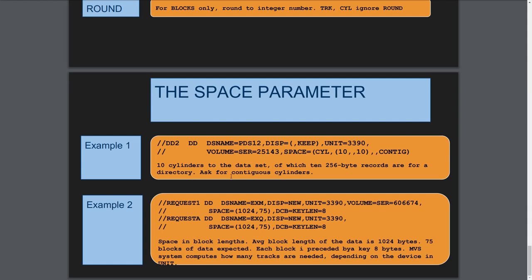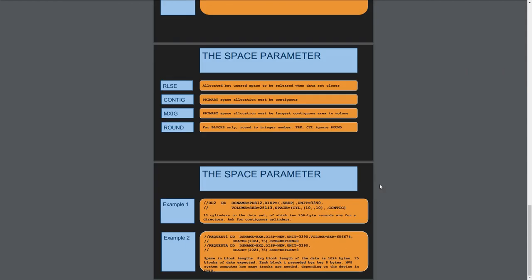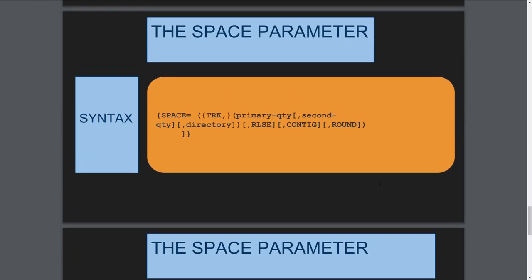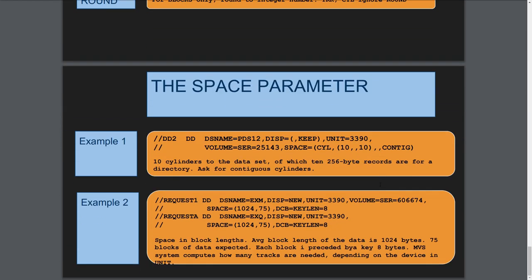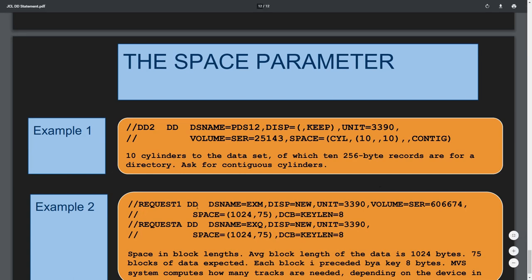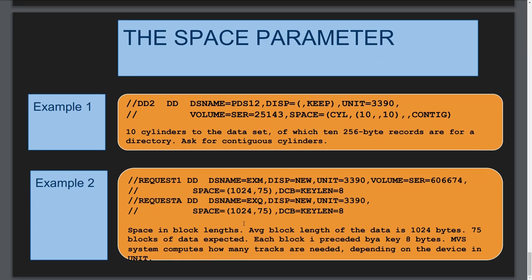Okay, so the second example is this one. We request one, request A, which is stupidly named. We say here that we want this dataset EXM on this DASDI device with this volume and this space, and then DCB keylan 8. A lot of people sometimes come to me and say, well, what is this thing? Why do we have a DCB? This is very, very strange. And so sometimes it's needed.